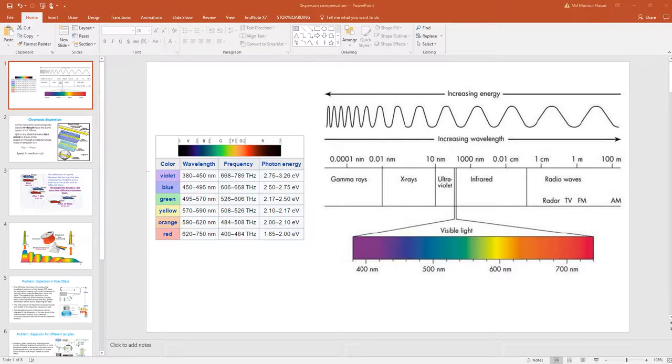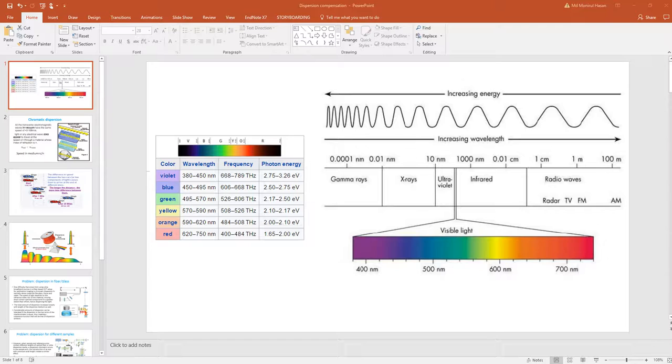I will talk about why in an OCT system we need to care about dispersion. That means if there is dispersion in an OCT system, why we need to take care of that, and why that's happening. What is the cause of dispersion? Today I'll talk about that.